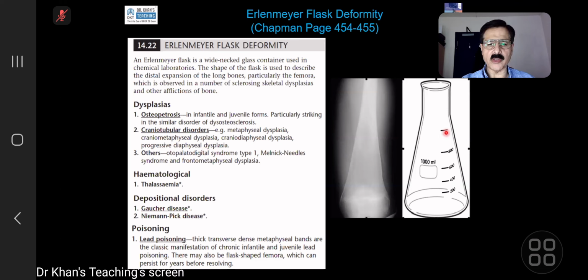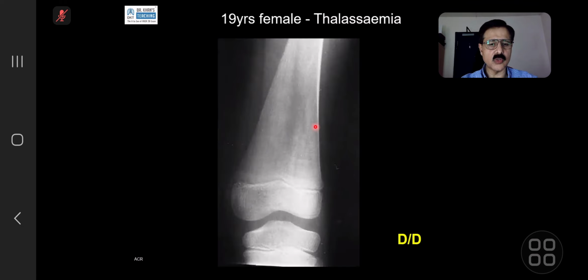In your laboratory, all of you in your A levels and GCSE must have used this flask in chemistry experiments. So this is the Erlenmeyer flask. When there is a femur where the distal metaphysis is expanded, we use this word. And there will be a differential diagnosis. Even here, there is no stigmata on this film for you to confirm that this is thalassemia. So the examiner is going to ask you, what else can it be?